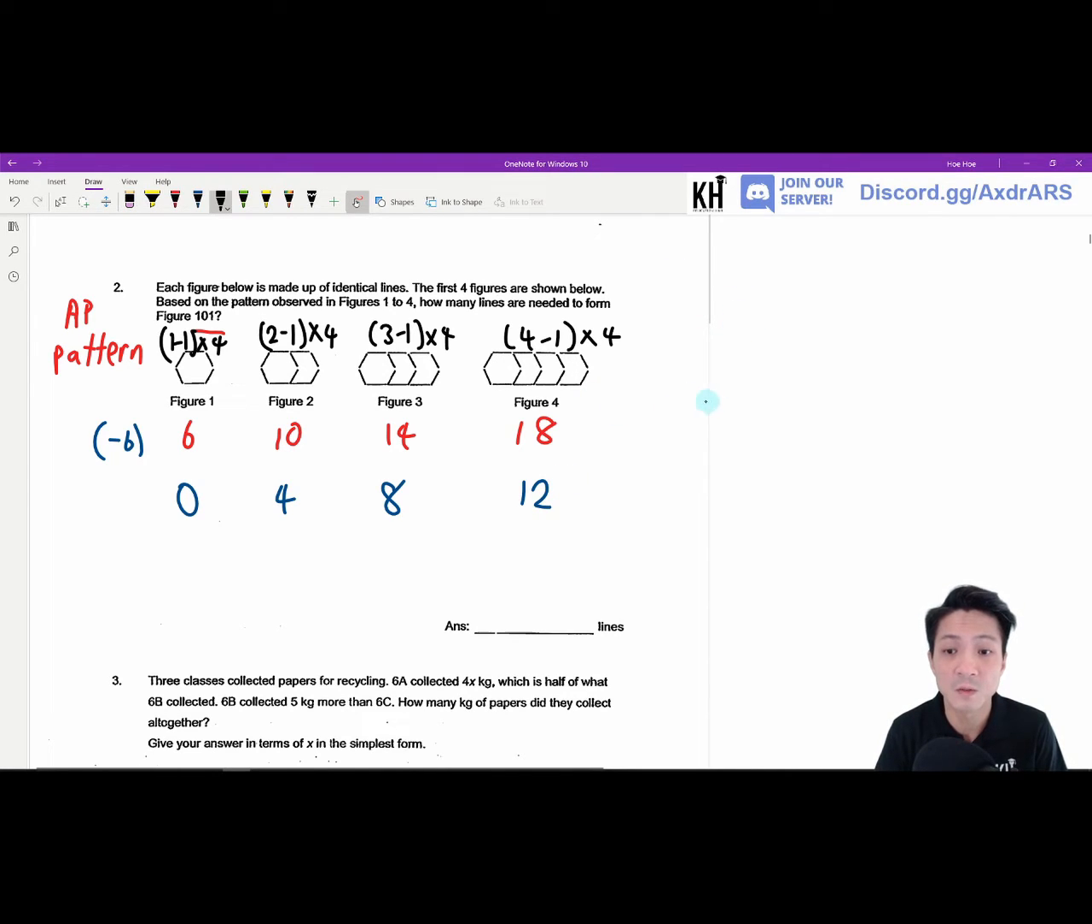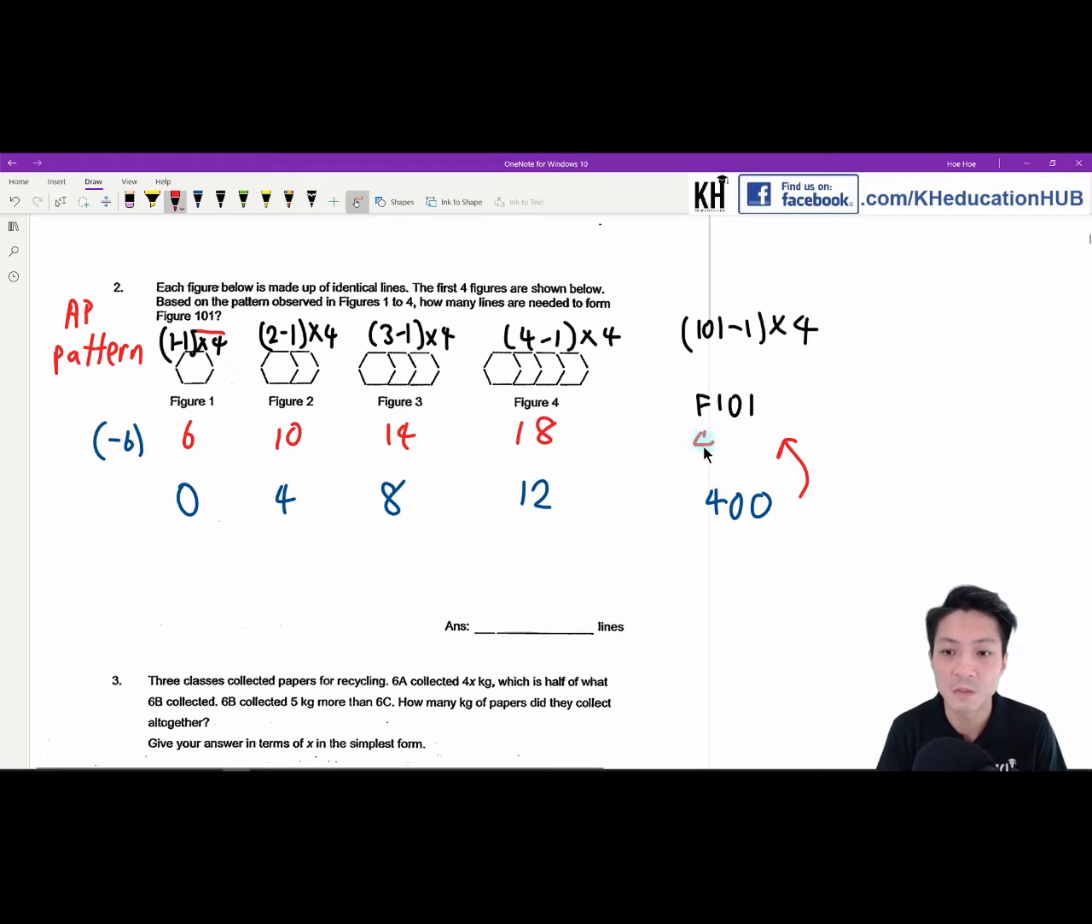Which means that if I want to find figure 101, I just need to use 101 minus 1 times 4, which will give me 400. But remember, I need to add back the 6 to get the number of sticks. So it is 406. 406 is the answer.